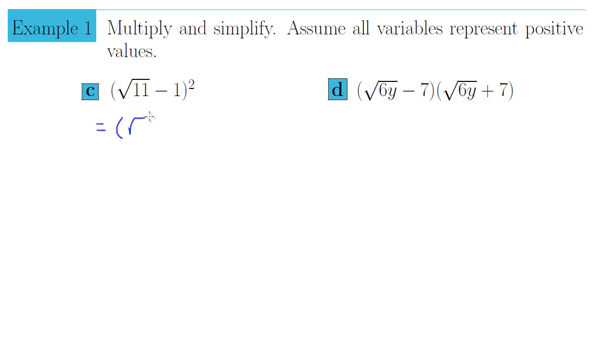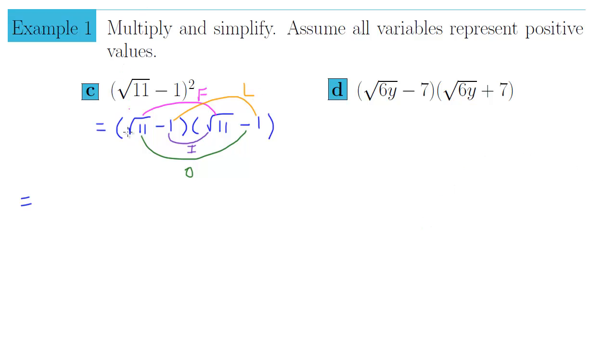You have to write root 11 minus 1 times root 11 minus 1. And then once again, you have a foiling situation, right? Because you have a difference of radicals times another difference of radicals. Okay, so you're going to do root 11 times root 11. You're going to do root 11 times negative 1. Negative 1 times root 11. And then finally, negative 1 times negative 1.